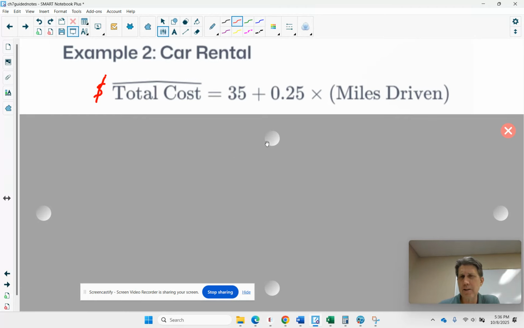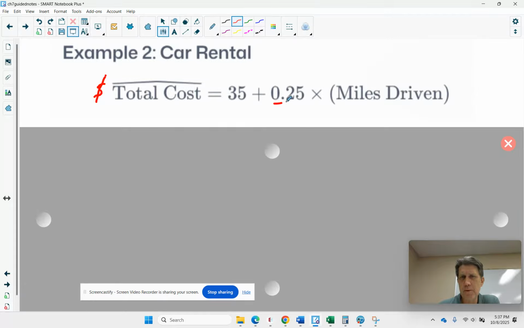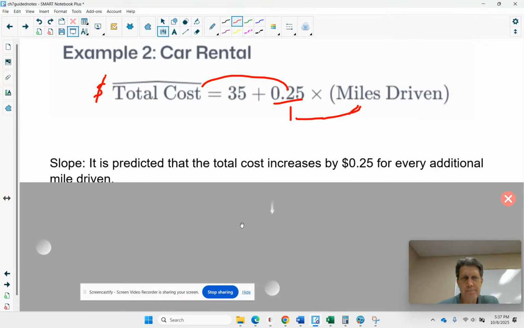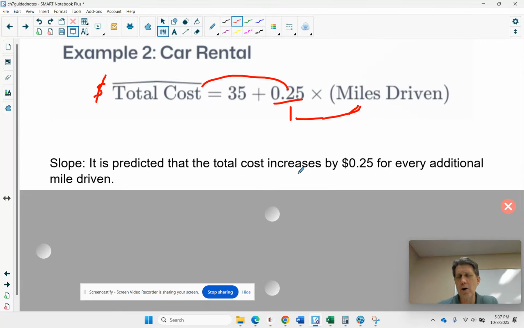So I'm going to start with the slope this time. The slope, remember, that's this one. Remember, it's y over x. It always kind of goes left to right, so to speak. So it's predicted the cost increases by 25 cents for every additional mile driven. That's a common theme with car rentals, that you pay so much per mile, probably more than a quarter a mile. It's probably an old example.